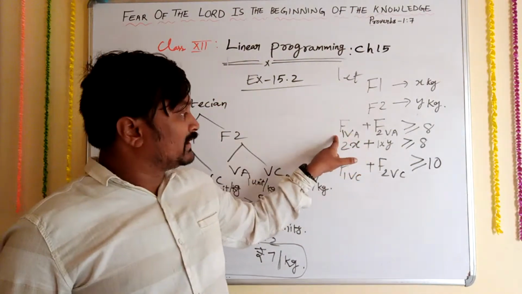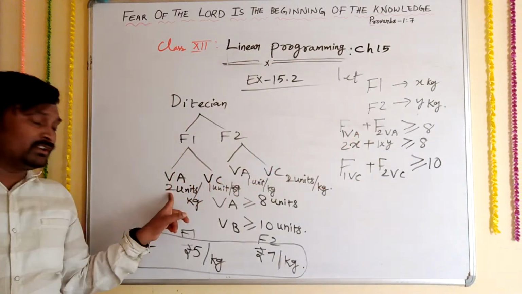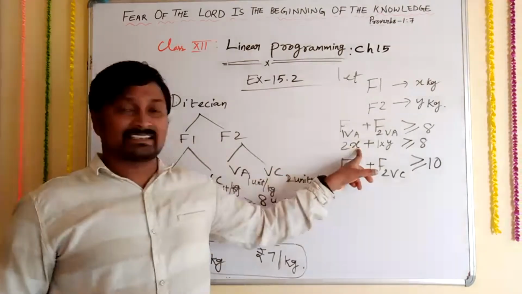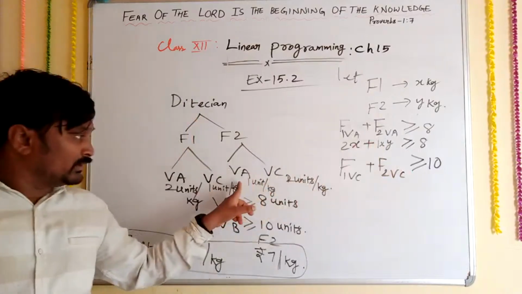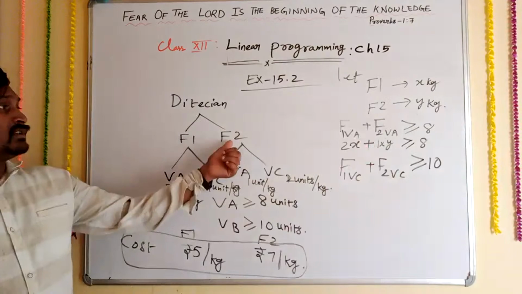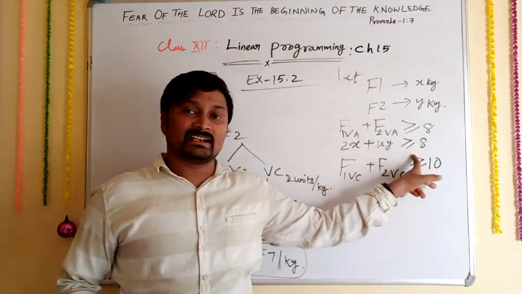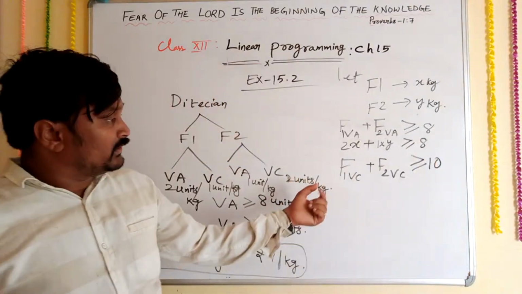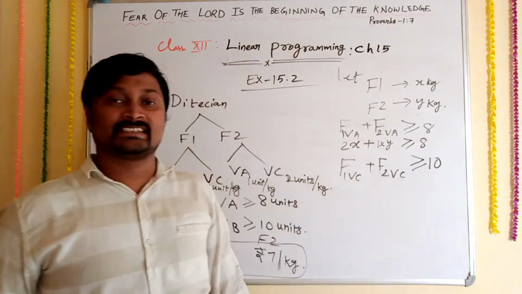See here, in food 1 vitamin A, 2 units are there per how many kgs of food? That is X kgs. So 2x plus 1, here 1 unit is there in vitamin A, so 1 into food 2, which is nothing but y. That is 1 into y greater than or equal to 8. Now by the same method, can you tell me food 1 vitamin C plus food 2 vitamin C?